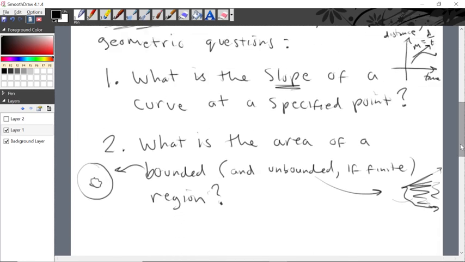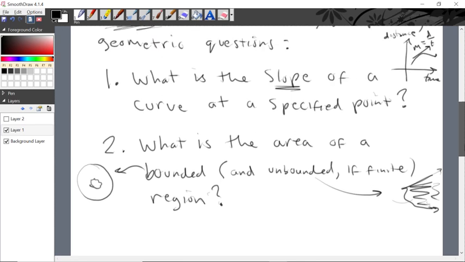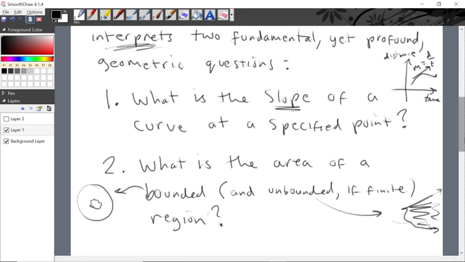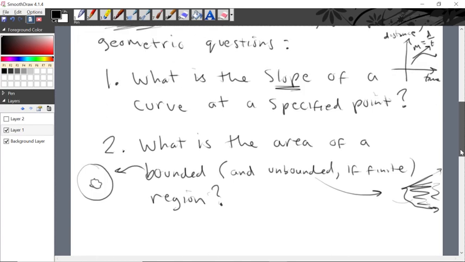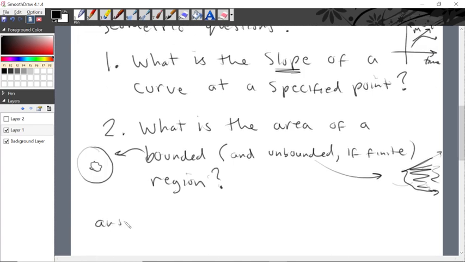And the area, we'll deal with more interpretations of the area problem when we get to it. But I want to answer these questions right now in terms of calculus. What is the slope of a curve at a specified point? The answer to question 1, the slope of a curve at a specified point, is going to be the derivative at that point.